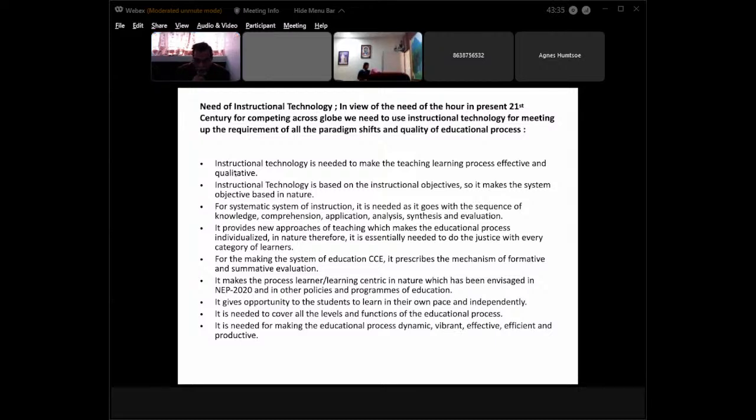So far as instructional technology is concerned, it definitely covers the different functions and different phases of the teaching learning process. The educational process is possible to be made dynamic, vibrant, effective, efficient, and productive only by making use of instructional technology. So instructional technology becomes essential, important, and very significant in the field of teaching and learning, in case we want to have qualitative education.